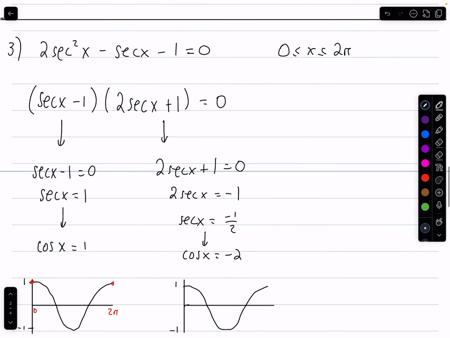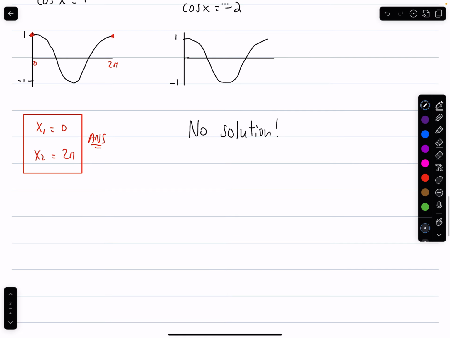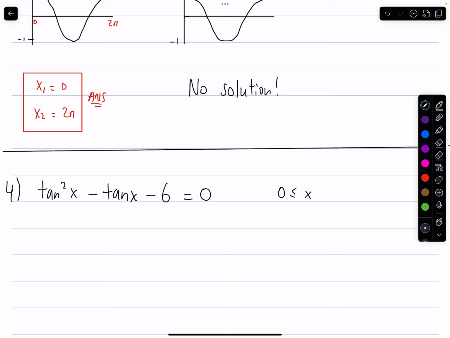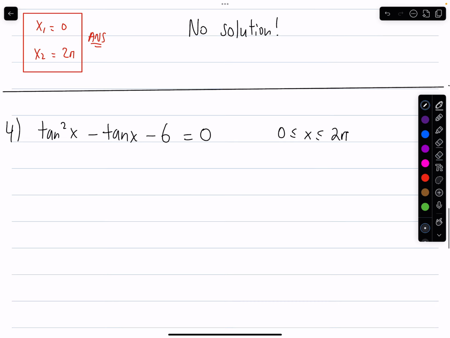So let's actually do one more question. Let's do something with the tan. We haven't touched the tan yet. So let's look at this one. Example 4. You have tan squared x minus tan x minus 6 equals 0, and we're going again from 0 to 2 pi. So let's first factor this out. We get tan x minus 3 and tan x plus 2 equals 0.